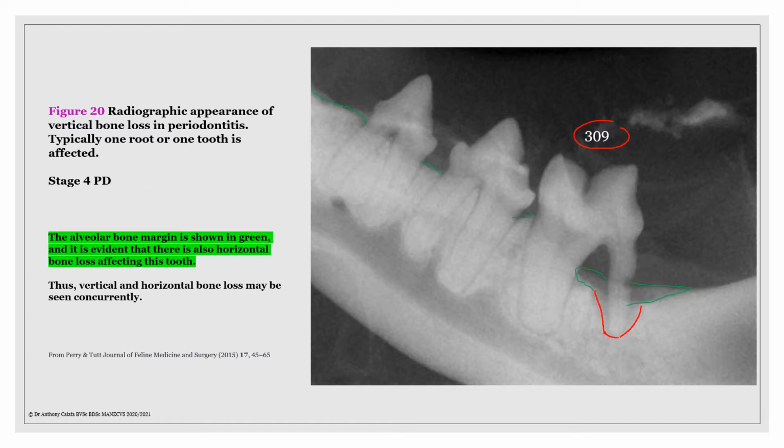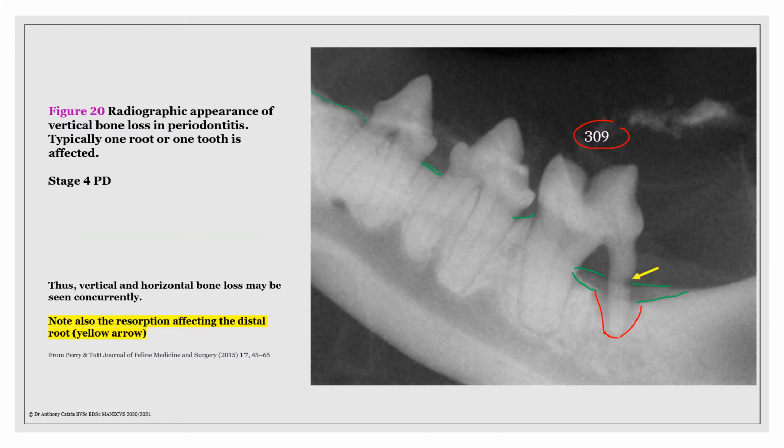If we look at the crestal bone levels, now we can see that we have bone loss, especially around that distal root and extending onto the mesial root of the tooth 309. And this is more a horizontal type of bone loss in this area here and in this area here. We have angular bone loss between tooth 309 and 308. We have a more horizontal bone loss between 308 and 307.